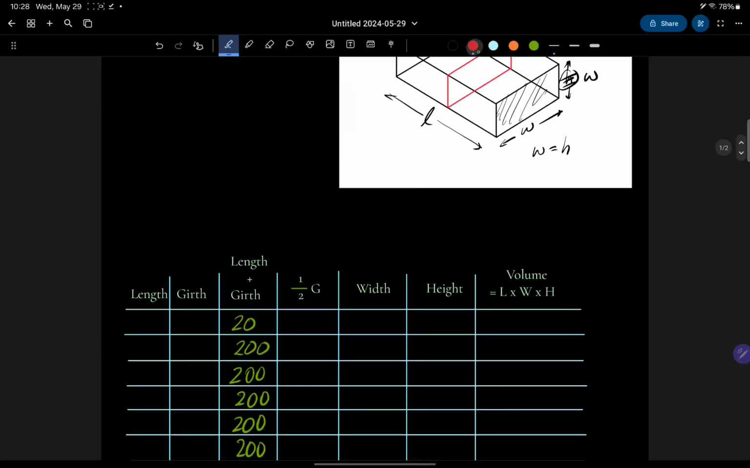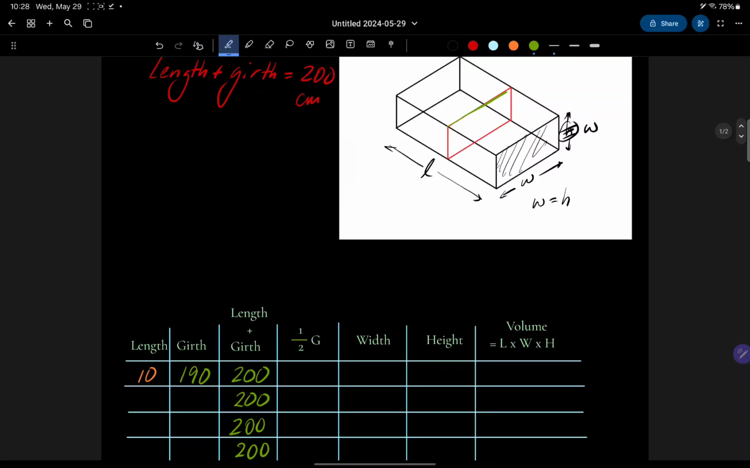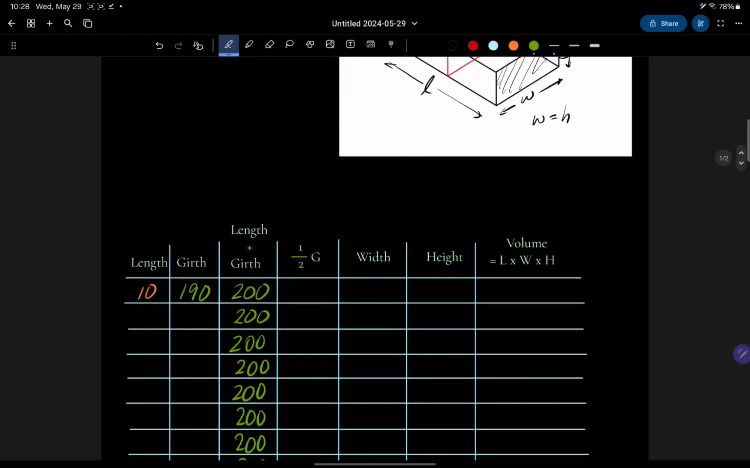So let's assume values for the length. Let's assume a value for the length of 10. And since the length plus the girth is 200, 200 minus 10 is 190. So the girth is 190. Now half the girth, which is only from this end to this end plus the top to bottom, that's half of the girth. Divide 190 by 2. So dividing the girth by 2 gives us 95. And then half of this 95 will be 47.5 for the width and 47.5 for the height.